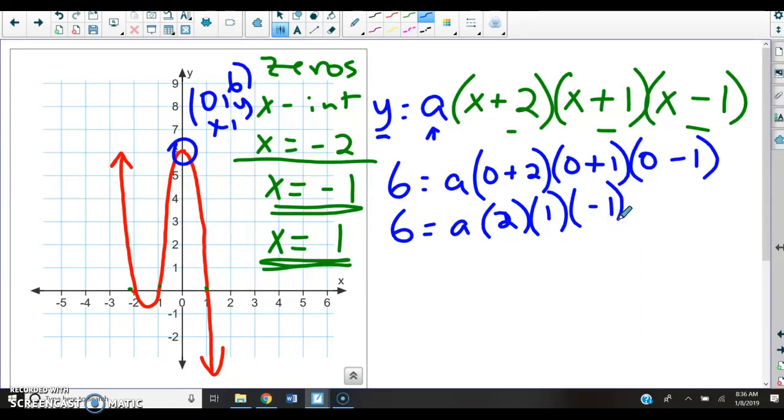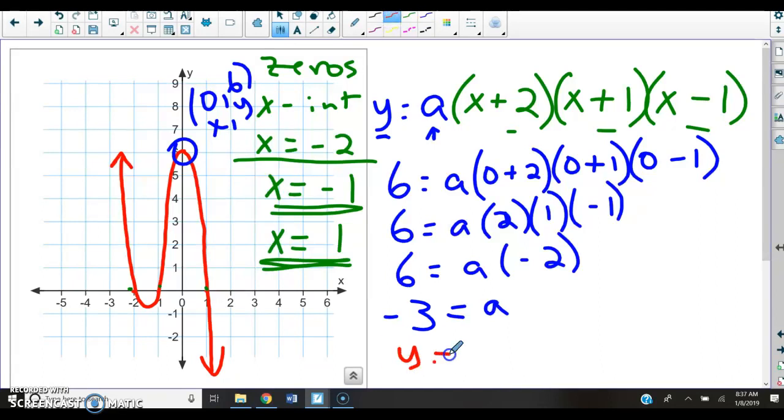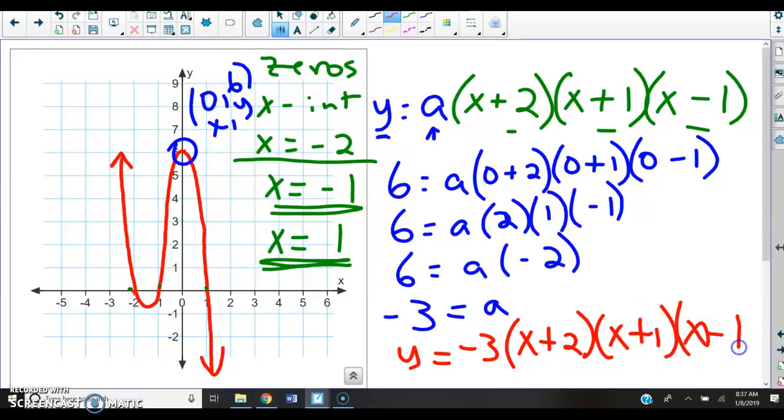Sometimes you're going to have to put a number in. In fact, my next example is that. So I have a times -2. So my a is -3. So my final equation that I'm going to use will be y, or f of x, equals -3 times (x plus 2), (x plus 1), (x minus 1).